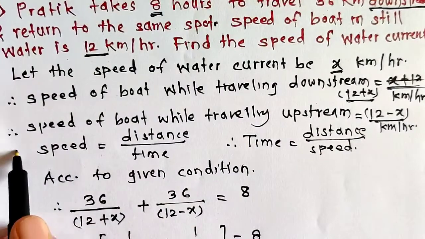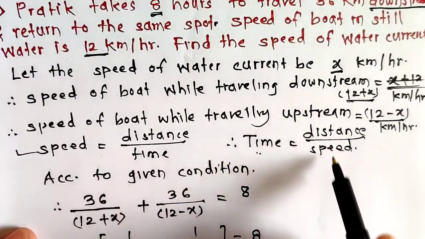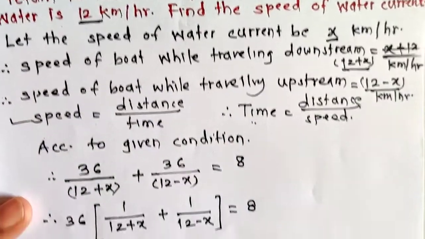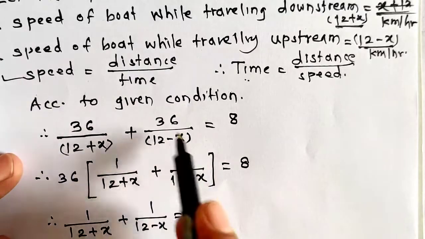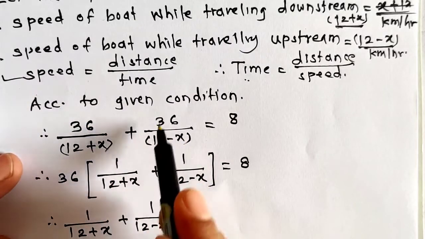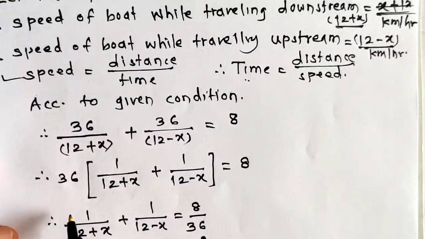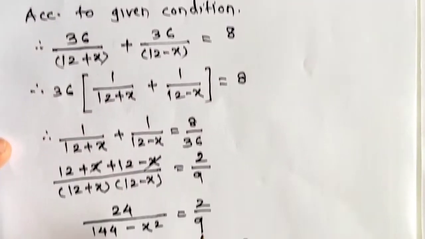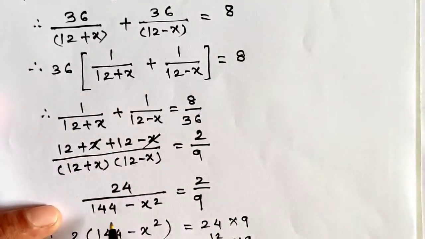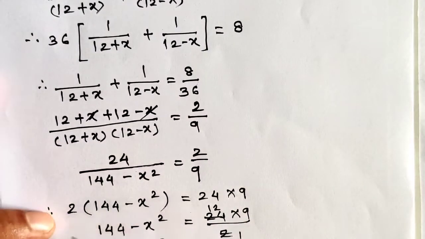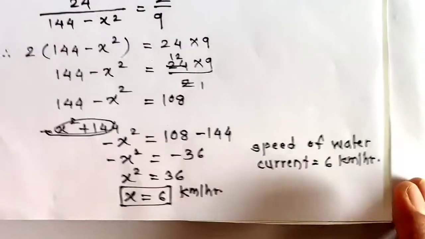Now we have the formula, speed is equal to distance upon time, so we can find the time. Time is equal to distance upon speed. So find the time in downstream plus time in upstream. Distance divided by speed plus distance divided by speed is equal to 8 hours. 36 is taken as common, then divided by 36, we get this equation. Now cross multiplication, we get this equation. Again by cross multiplication, divided by 2, we directly get x is equal to 6 km/h.